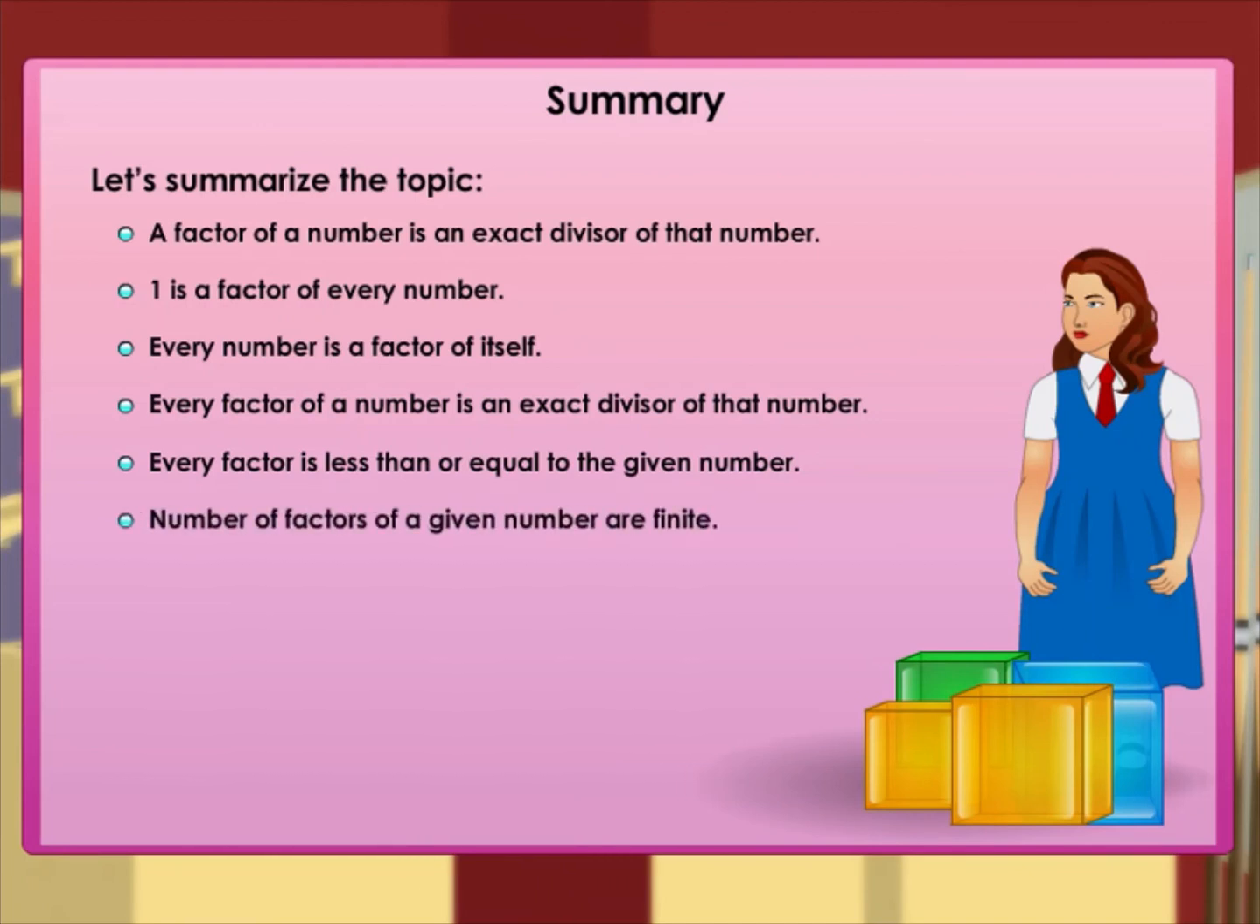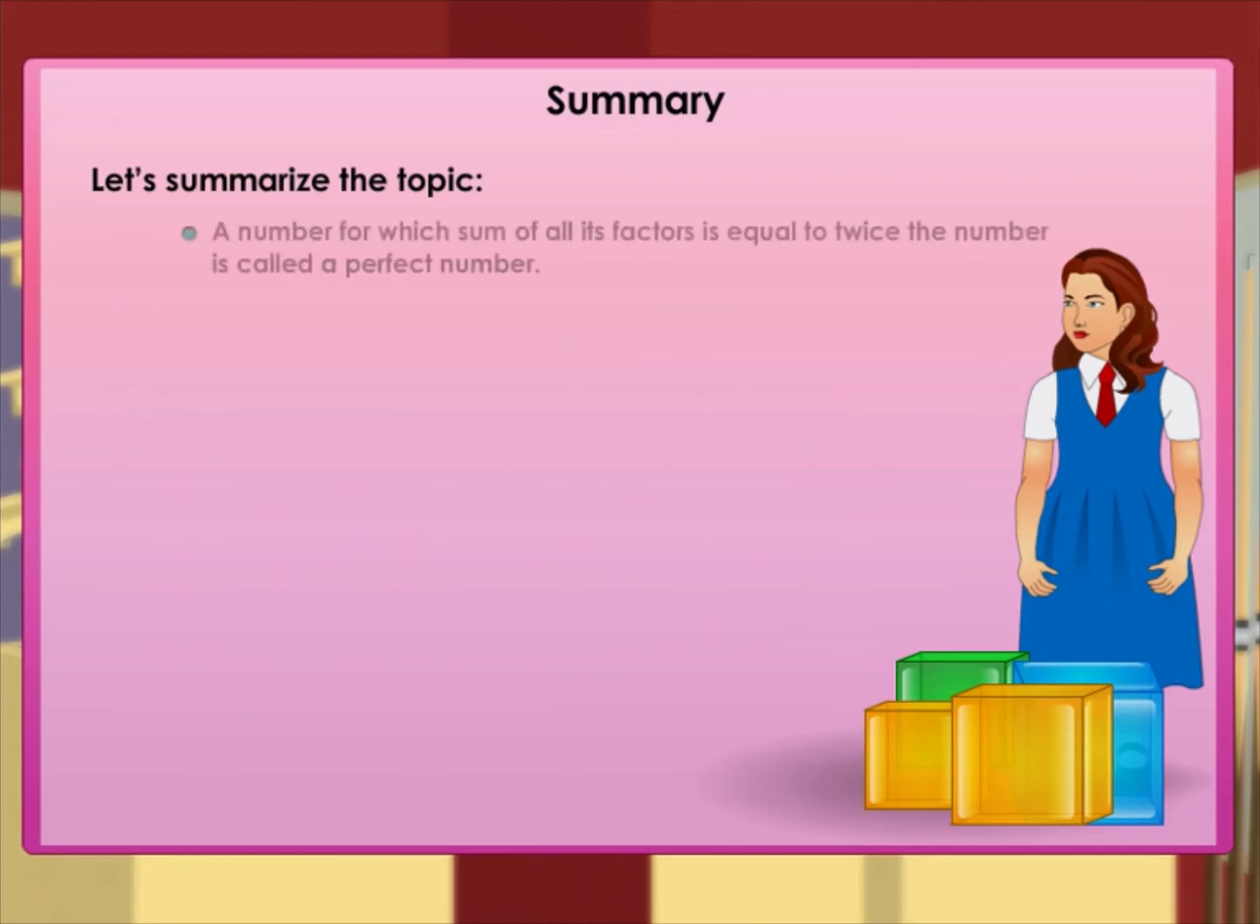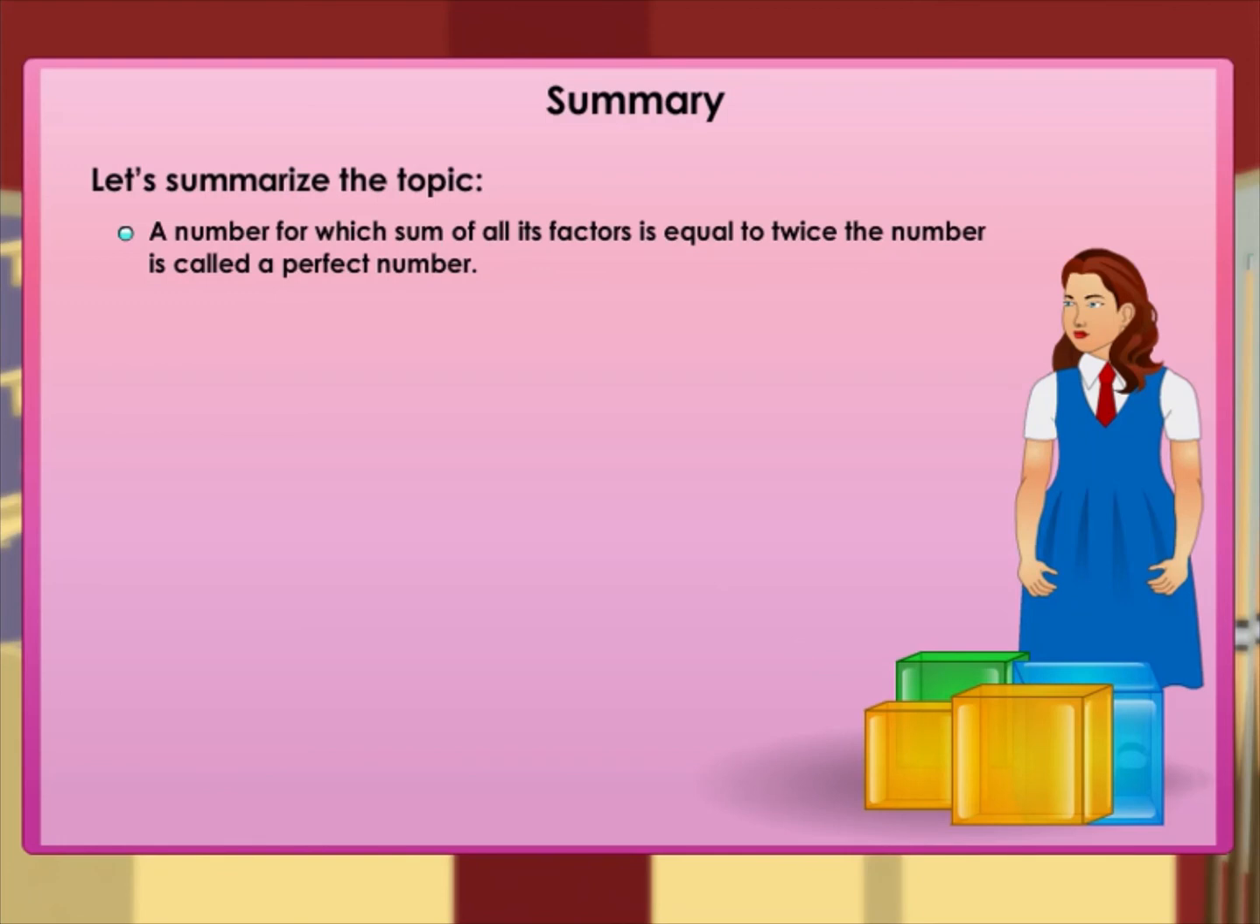Number of factors of a given number are finite. Every multiple of a number is greater than or equal to that number. The number of multiples of a given number is infinite. Every number is a multiple of itself. A number for which the sum of all its factors is equal to twice the number is called a perfect number.